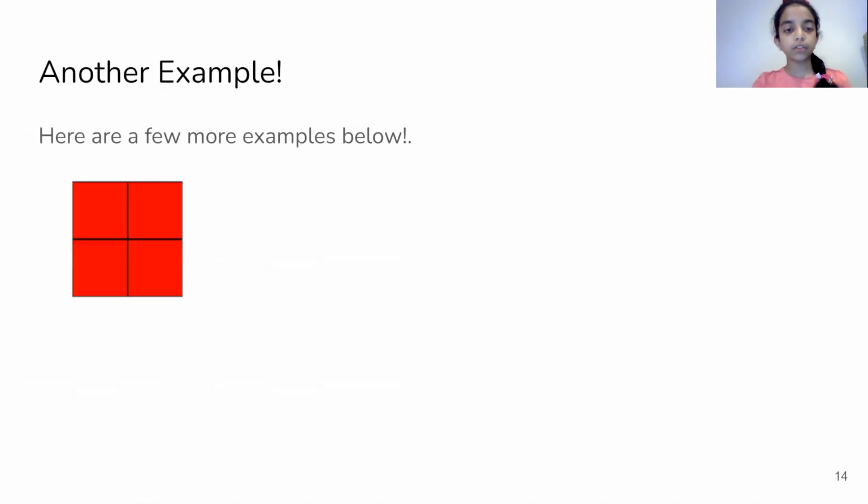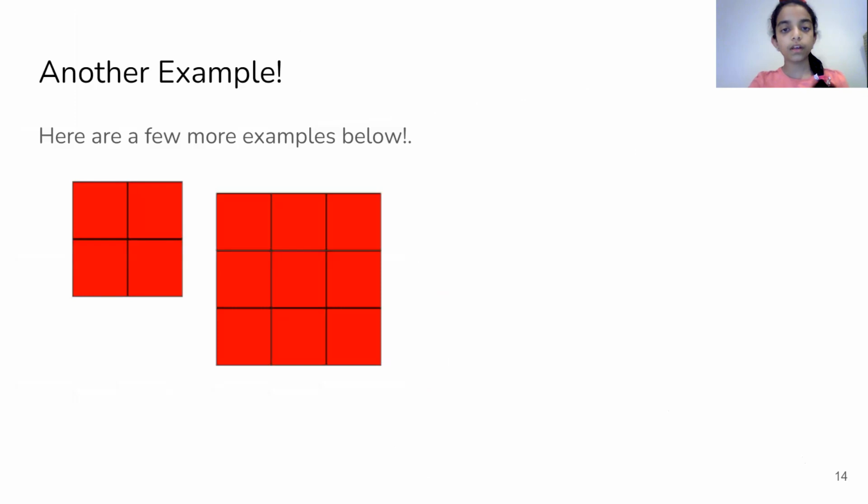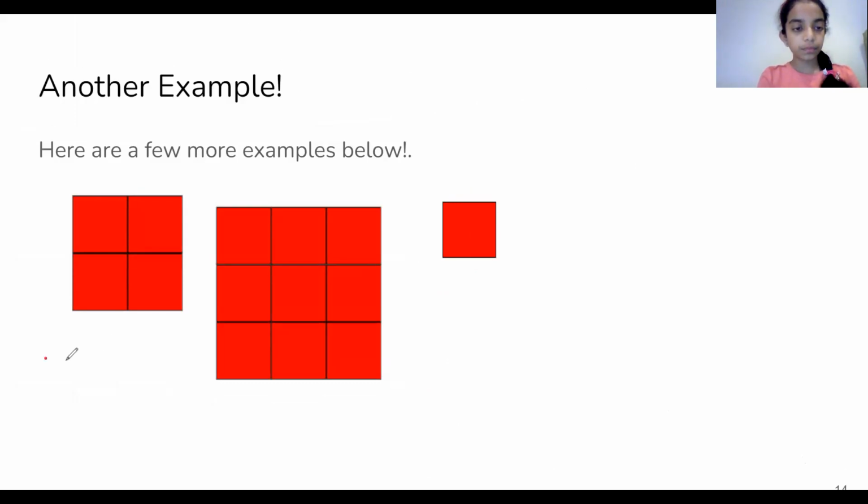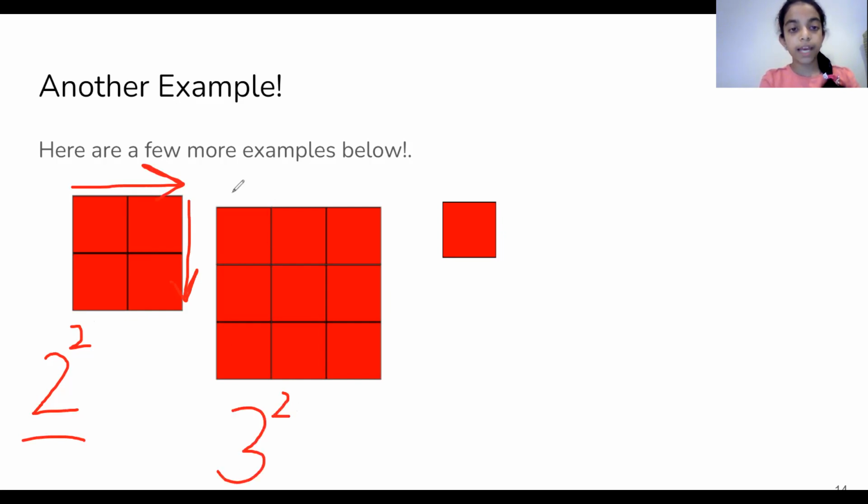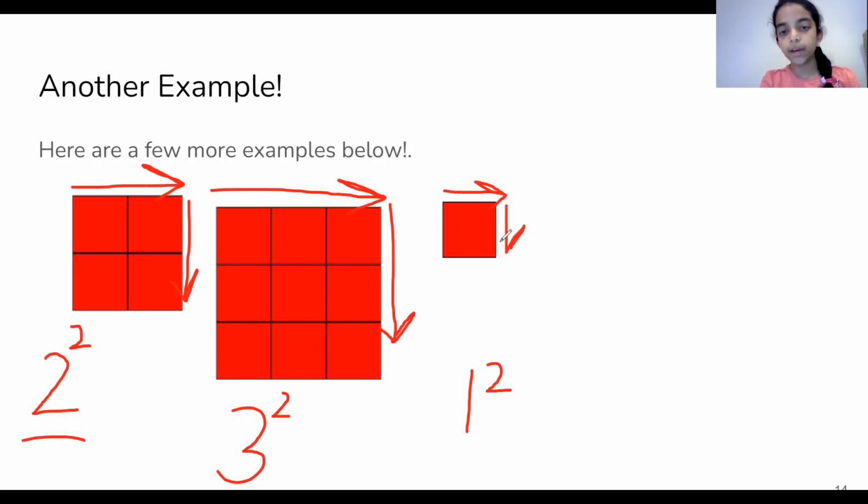So I've got some more examples on this page here. I've got a square that's made up of 4 little blocks. That's obviously 2 squared because 2 times 2 is 4. And notice how, since it's 2 squared, it's 2 blocks in length and 2 blocks in width. Here I've got 3 squared again, which is 9, and it's 3 blocks in length and 3 blocks in width. I've got 1 squared, which is 1, since 1 times 1 is 1. That's 1 block in length and 1 block in width.